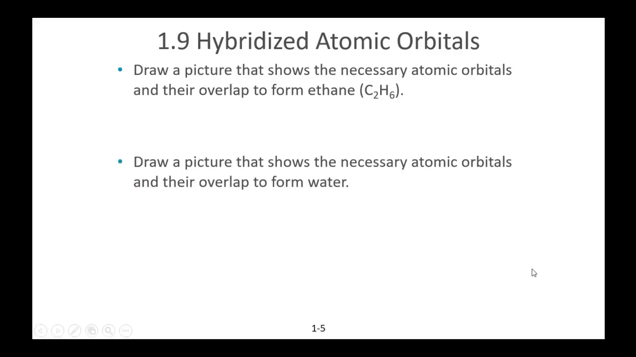Now, apply what you have just learned to draw the orbitals for ethane and water. Take a moment to pause this video while you do this.